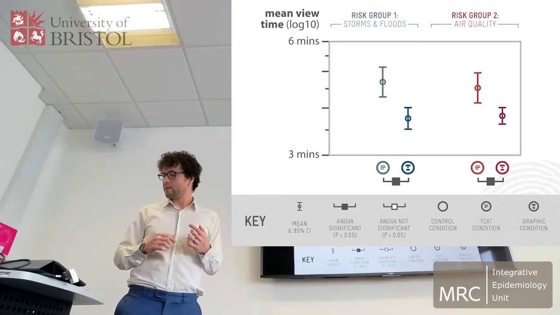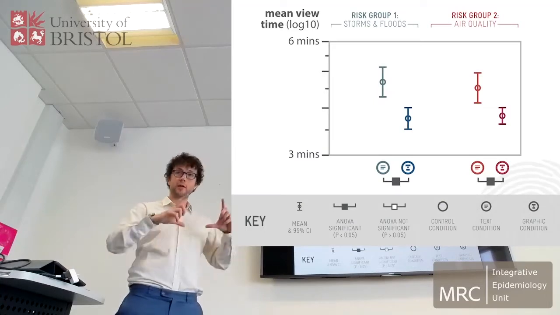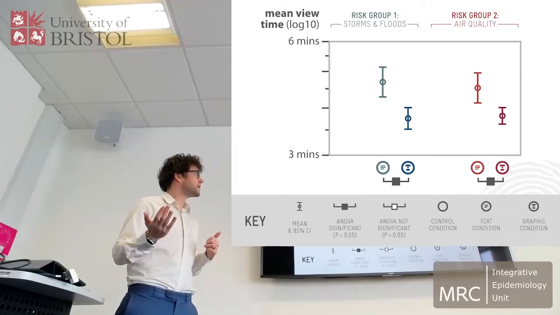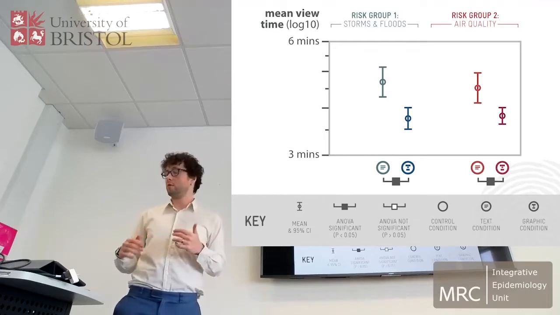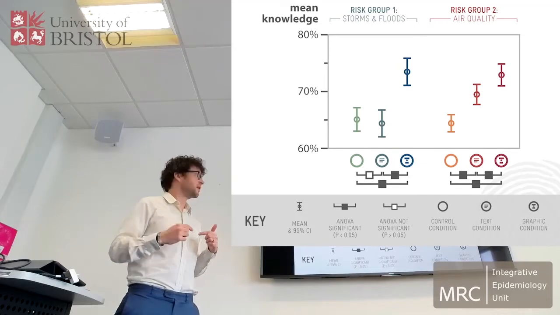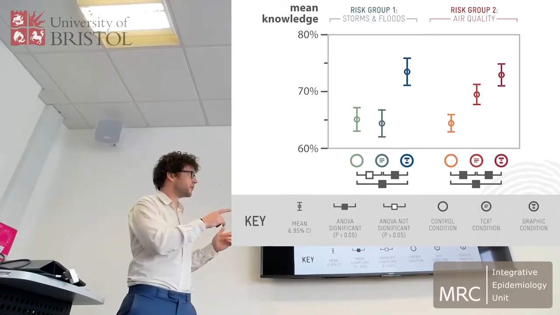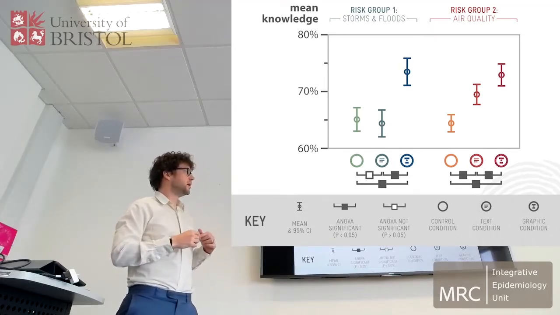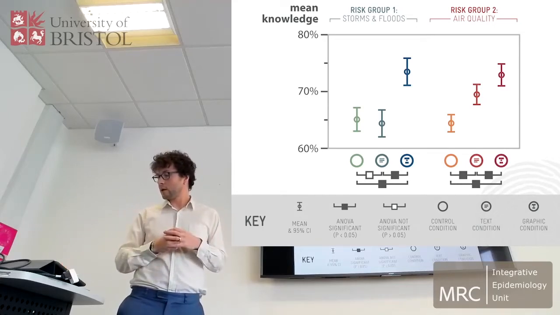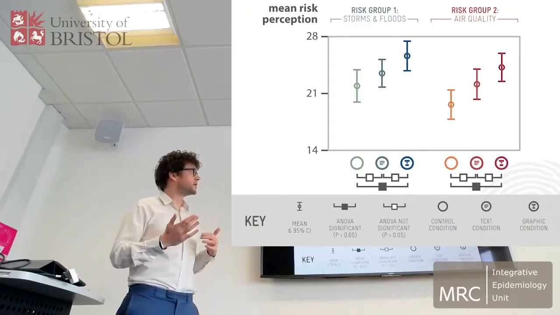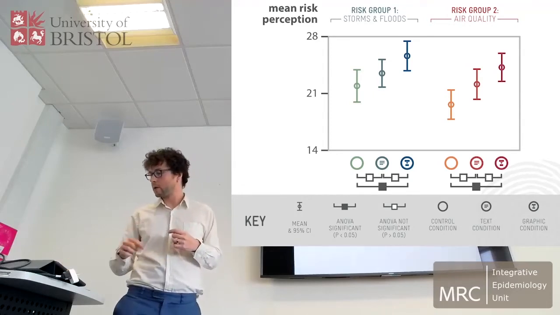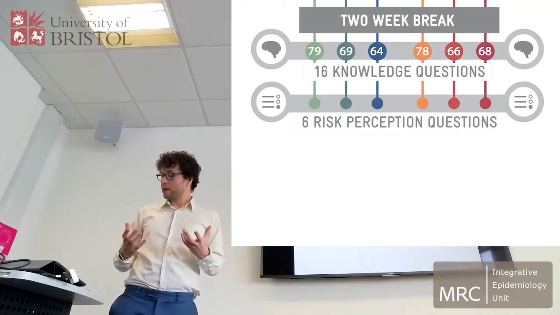In terms of time, they actually spent a lot less time. We recorded how long they looked at them. They could click through whenever they were done with them. And they spent a lot less time looking at the graphics, so they kind of sped through them. But in terms of knowledge, they seem to end up with quite a lot more knowledge after looking at the graphics. But they had a bit more out of the text in the air quality group, but mostly it's the graphics that are helping them, even though they spent less time looking at them. In terms of risk perception, again, a little bit higher after seeing the graphic, so they maybe took on board the risk a bit better or understood that a bit better. And then we give them that 2-week break.